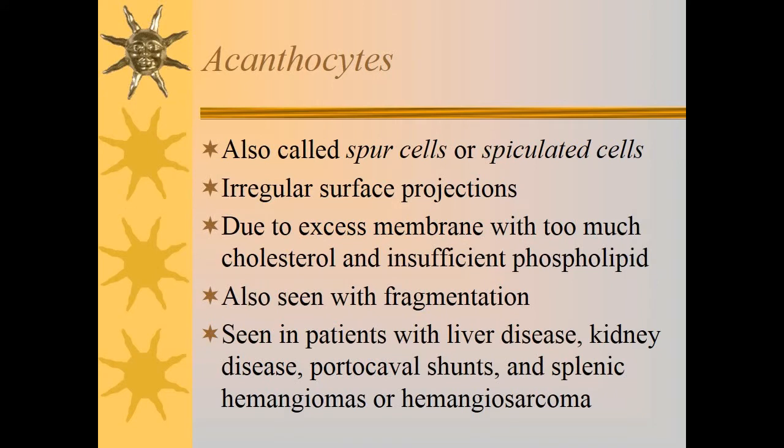Acanthocytes. Acanthocytes are also called spur cells or spiculated cells. They are characterized by irregular surface projections. It is believed they form due to excess cell membrane, with too much cholesterol, and insufficient phospholipid. Although there are numerous reasons for their appearance, as you can read on the slide, the most common reason they appear is with liver disease and kidney disease.